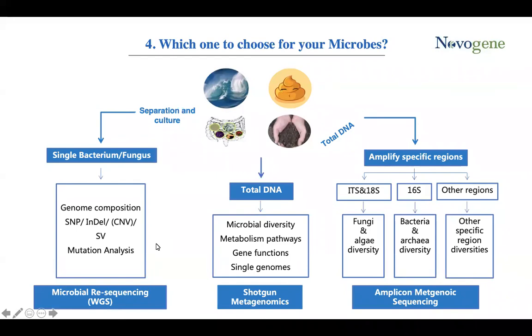And if we want to study the microbial diversity, and at the same time we care more about metabolism pathways of genes and gene functions, we just use total DNA to do the shotgun metagenomic sequencing. And if all we care about is species identification and diversity, commonly we will choose amplicon sequencing, and it's the most cost-effective approach.